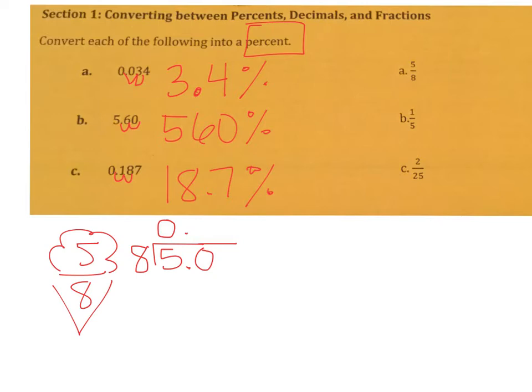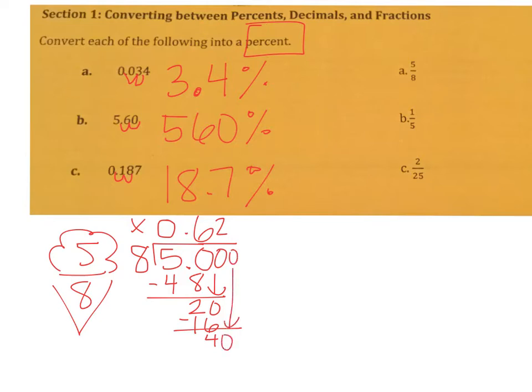8 goes into 50 6 times. 6 times 8 is 48. Subtract and get 2. I'm going to add a 0 and bring it down. 8 goes into 20 2 times. 2 times 8 is 16. Subtract and get 4. Add another 0, bring it down. 8 goes into 40 5 times. 5 times 8 is 40. Subtract and get 0. Alright, so now I have 625 thousandths.